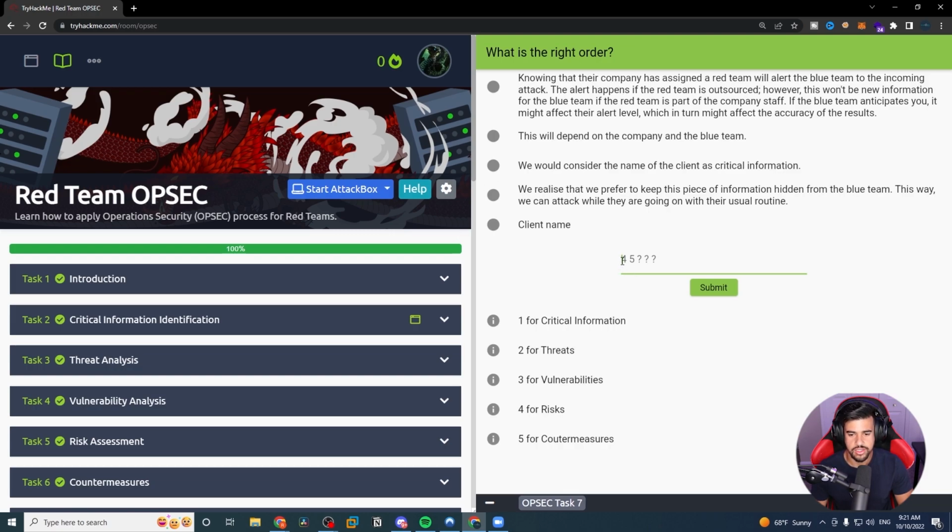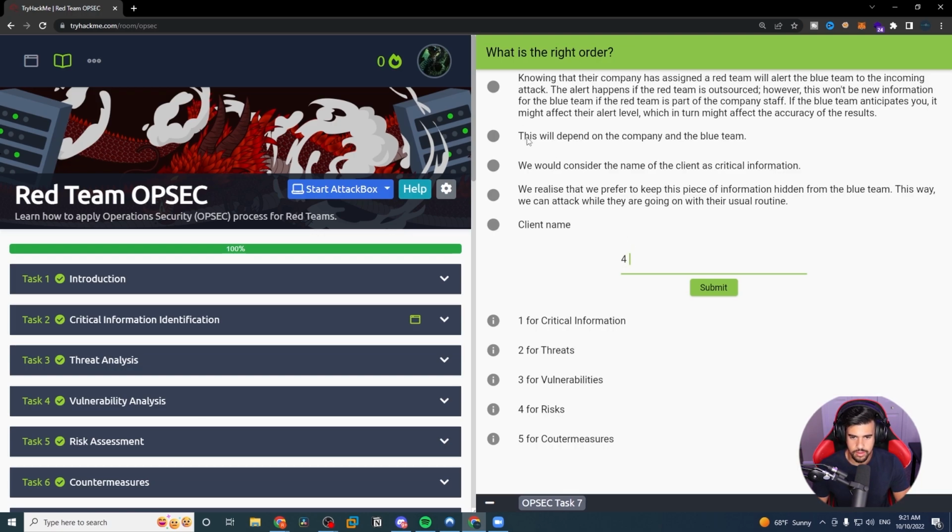So it starts off by helping you out and saying, okay, this first one here is risks, and the second one is countermeasures. So knowing that their company has assigned a red team will alert the blue team to the incoming attack. The alert happens if the red team is outsourced. However, this won't be new information for the blue team if the red team is part of the company's staff. If the blue team anticipates you, it might affect their alert level, which in turn might affect the accuracy of the results. So this would be describing the risk.